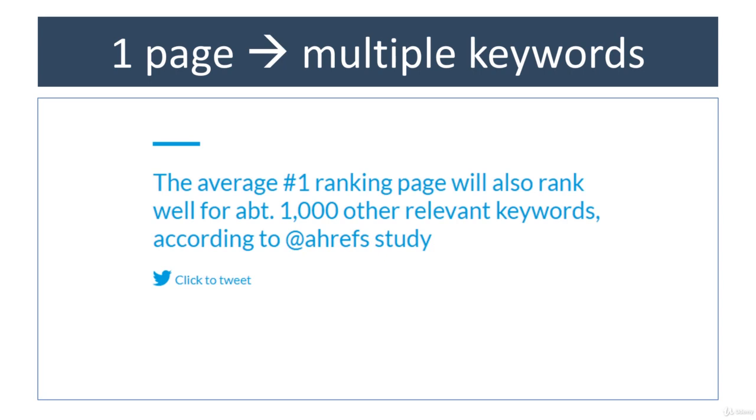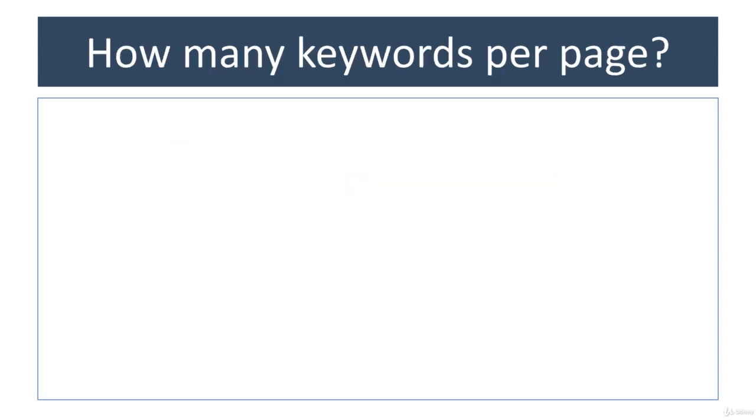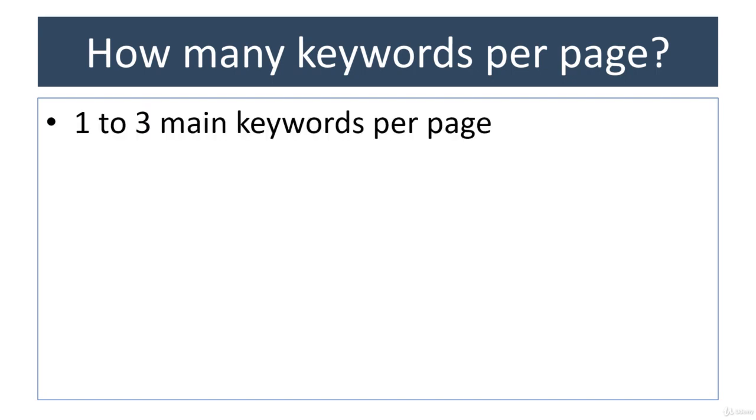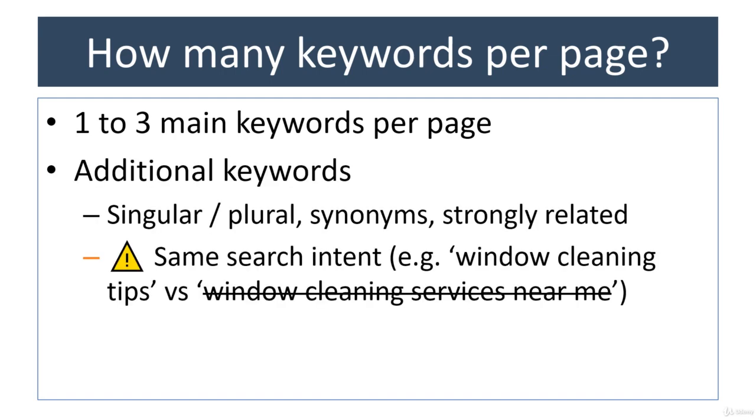According to a study by Ahrefs, the average page ranked number 1 in Google also ranks for about 1,000 other relevant keywords. That is quite a lot. It is, of course, very difficult to write a landing page or blog post and optimize it for dozens or hundreds of keywords. To make it easy on yourself, a good starting point is to use 1 to 3 main keywords per page. You can then add additional keywords, so singular, plural, synonyms, and strongly related keywords, as long as you make sure that you only group keywords on the same page if they have the same search intent.